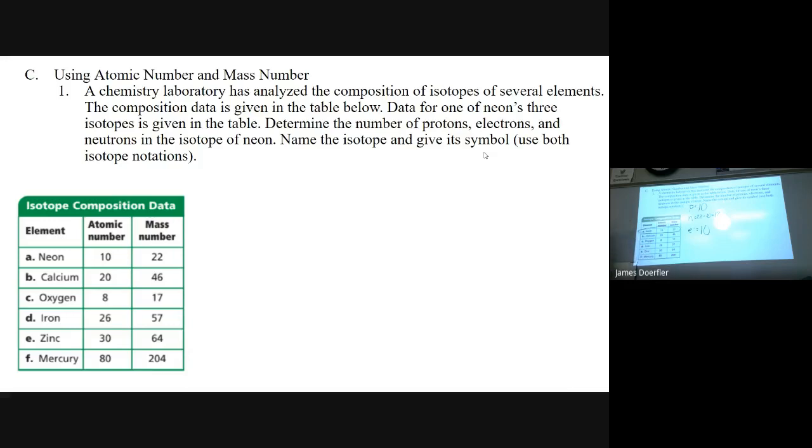Last part says we need to name it using both methods of naming. So let's do the name first. Simply write the name, neon, and that little dash, and the mass number of the particular isotope you're dealing with, which here is 22. So neon-22. That's the first form.